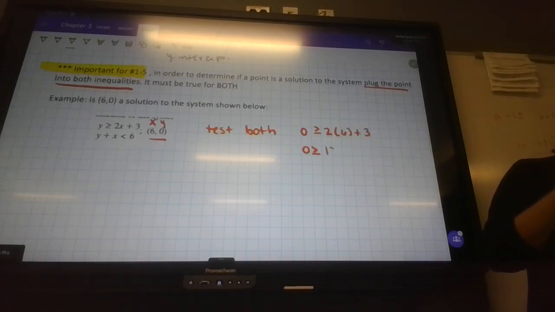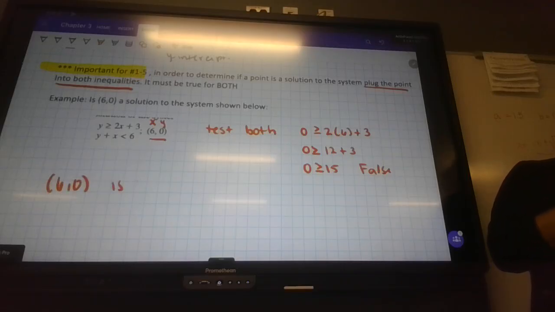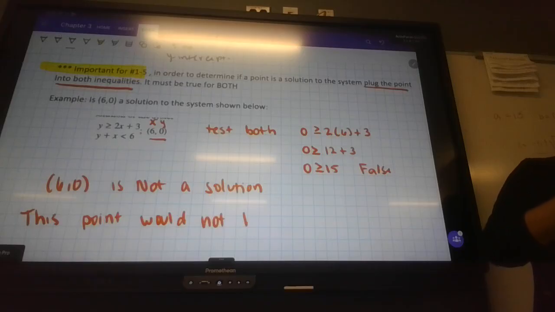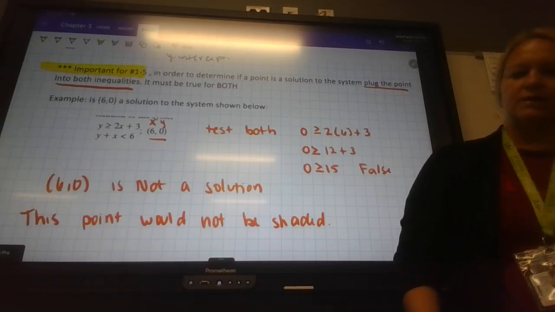Is 0 greater than or equal to 12 plus 3? Is 0 greater than 15? No, it's not. So 6, 0 is not a solution. And so that means this point would not be shaded. So if it's not a solution to either one, you say no and you move on. I'm not even going to bother plugging it into the second one. It has to be true for both.